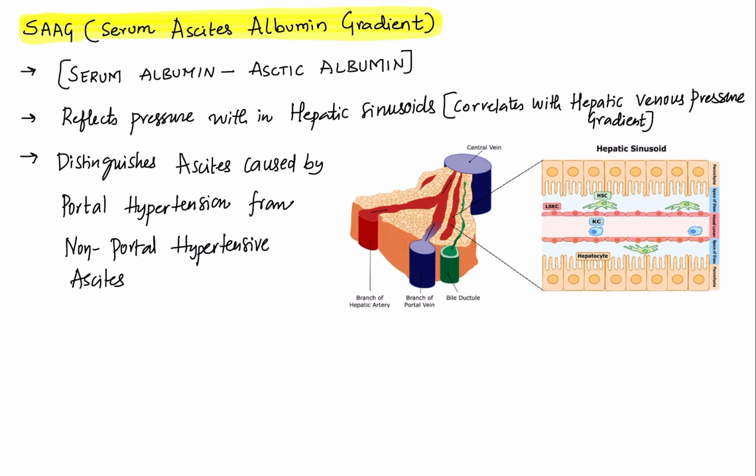So what does this value reflect? If the value is more, that means the serum ascitic albumin gradient is more. If it is serum albumin minus ascitic albumin and the value is more, maybe the serum albumin value is high or the ascitic albumin value is low. The protein content is low. That means it is more or less a transudative kind of fluid. Transudation occurs when there is hypertension. So if the value is more, that indicates there is more pressure in the hepatic sinusoids.